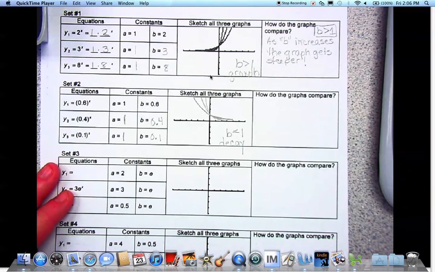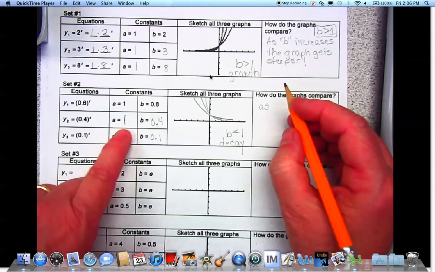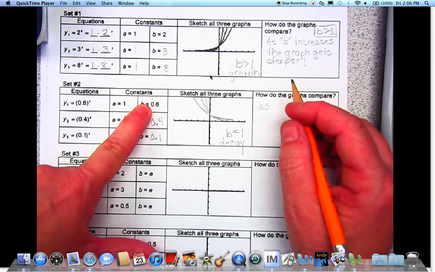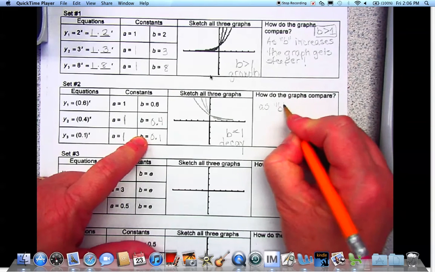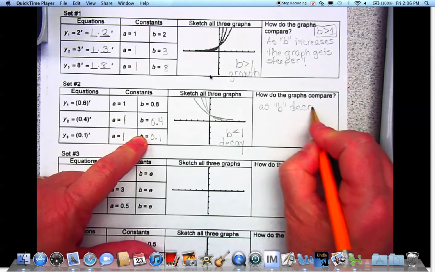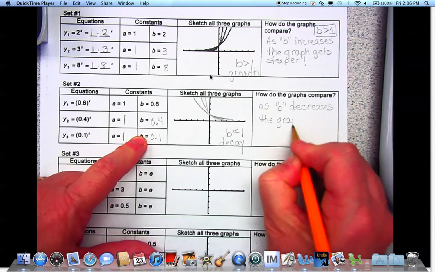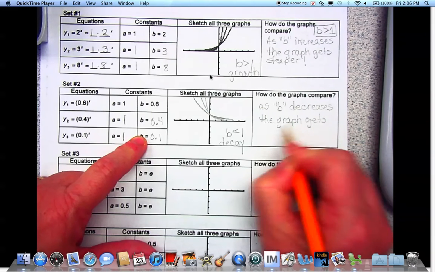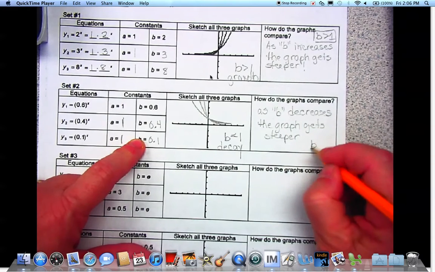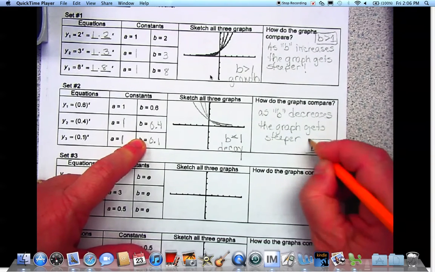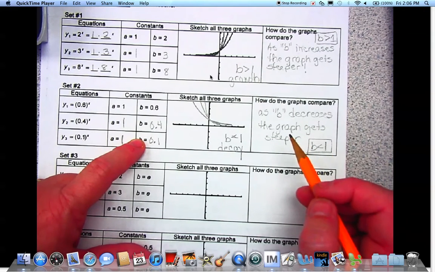Okay. And the graphs as, what happened to B? Did it get smaller or larger? It decreased. It decreased, okay? So as B decreases, the graph gets steeper, which was different from the other one, wasn't it? So when B is less than 1, when it's decay, and as B decreases, the graph gets steeper.